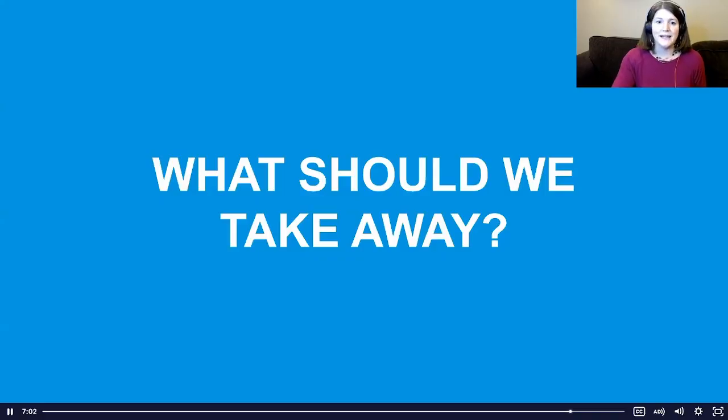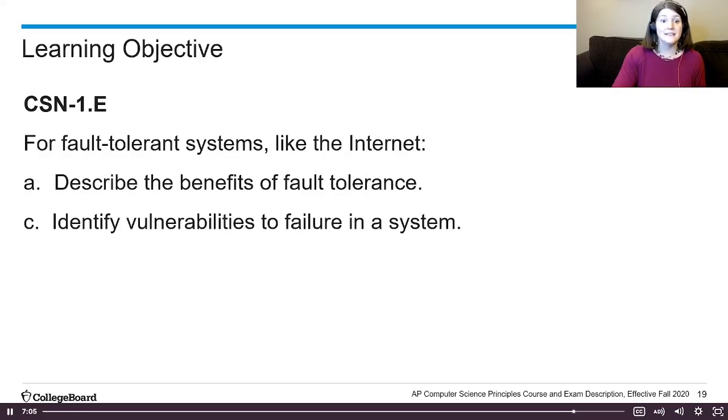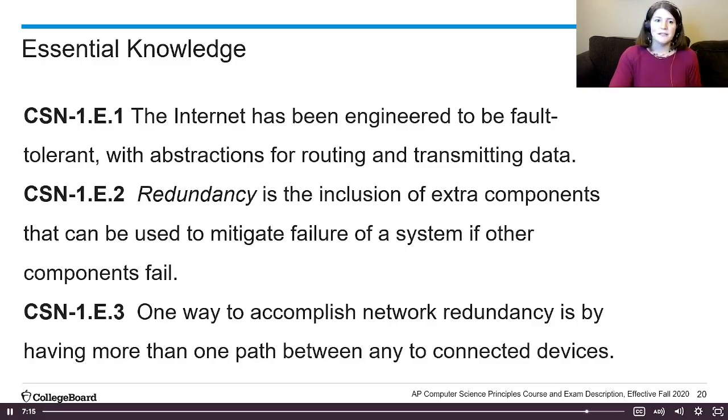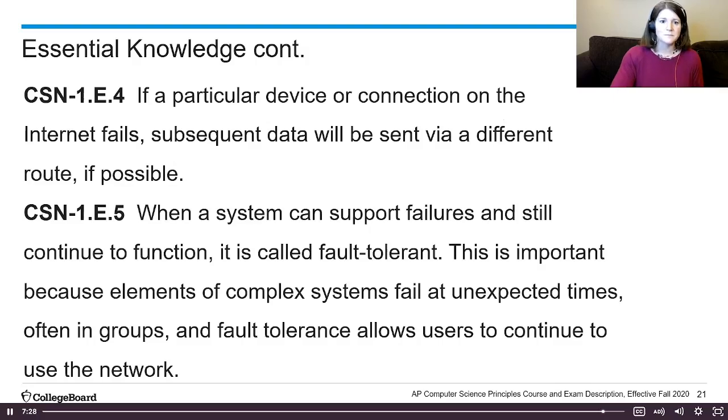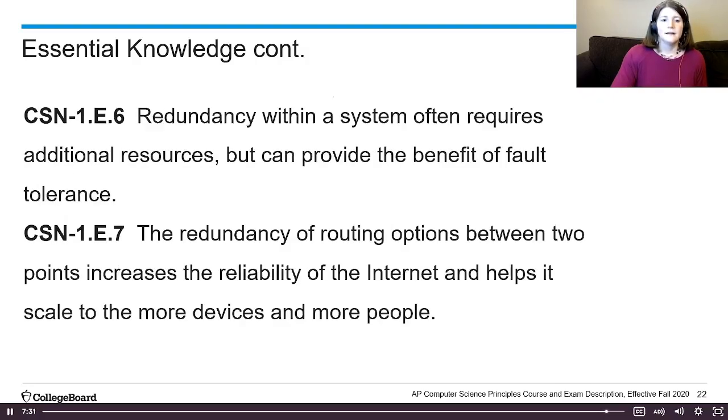So what should we take away? Again, the internet is a fault tolerant system. We were able to see the benefits of fault tolerance and the vulnerabilities of failure in a system today. Here are some of the essential knowledge statements that talk about redundancy as well. We saw how the internet is a redundant network with many wires connecting devices, which makes it fault tolerant. So redundancy, again, is what helps our internet become reliable and able to scale to more devices and more people.